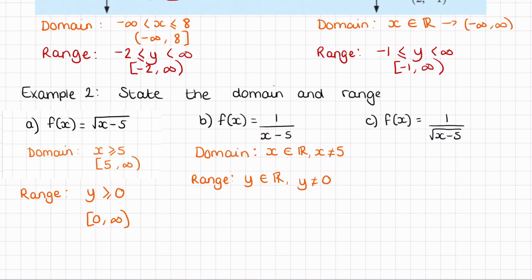And the last one, C, we've got 1 over the square root of x minus 5. So in this situation, we know that our square root can't be negative, which means x has to be at least 5. But if we had x as 5, we'd have 5 minus 5, which is the square root of 0, which is 0, which we also can't have. So our domain here has to be where x has to be greater than 5, because we can't have that square root equaling 0. So our x has to be from 5 to infinity.